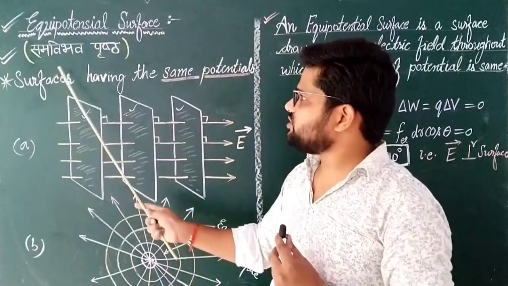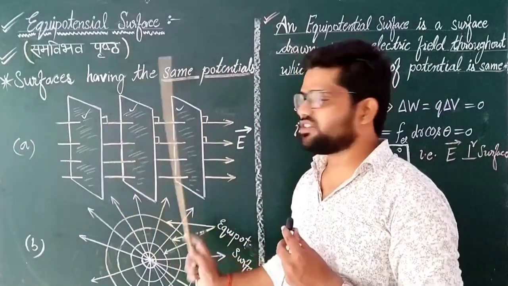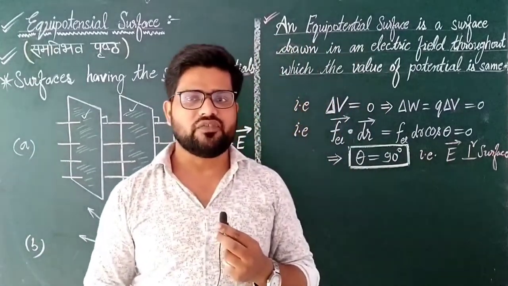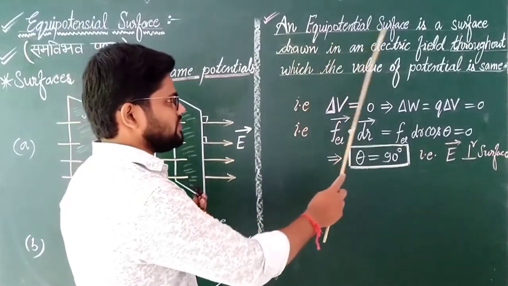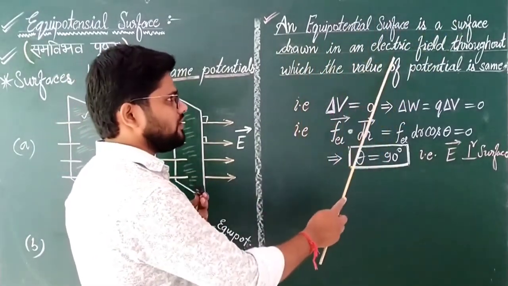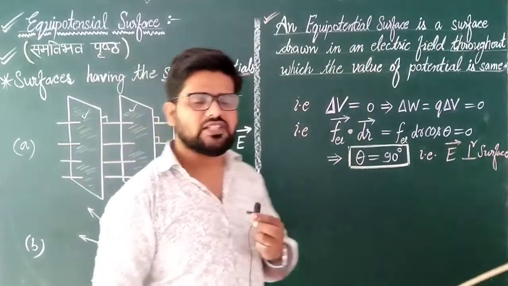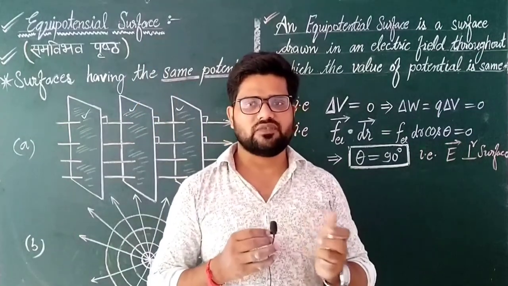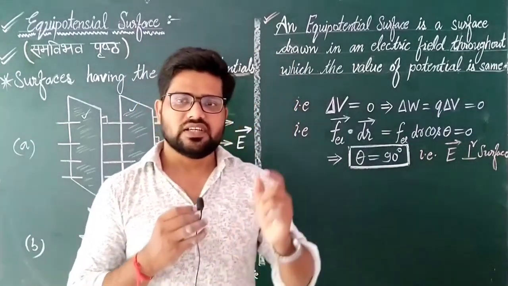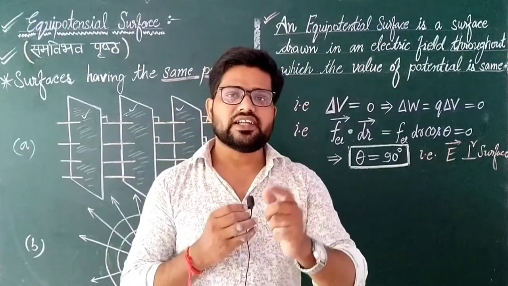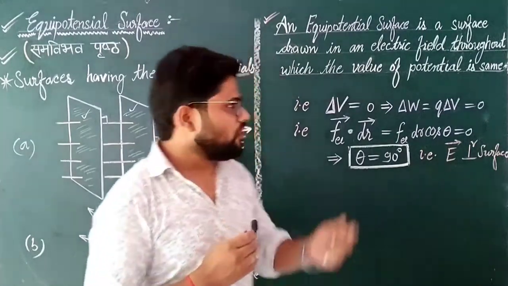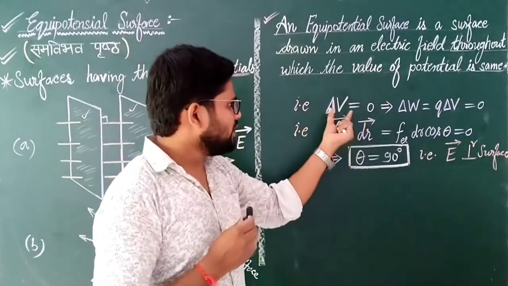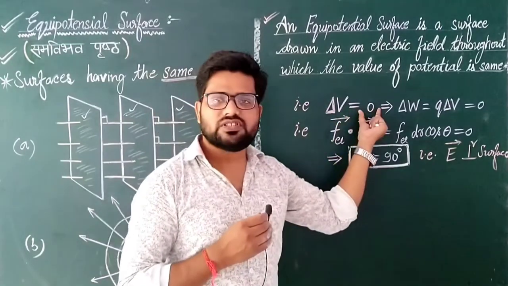Equipotential surfaces means in Hindi we can say समविभव पृष्ठ. Equipotential means equal potential. Surfaces having the same potentials are known as the equipotential surfaces. In a more scientific way, an equipotential surface is a surface drawn in an electric field throughout which the value of potential is the same. So the value of the electric potential at each point of an equipotential surface is the same, meaning there is no potential difference. So for equipotential surfaces, the change in the potential is zero, that is, the potential difference delta V should be zero.